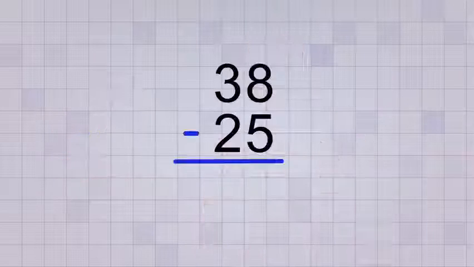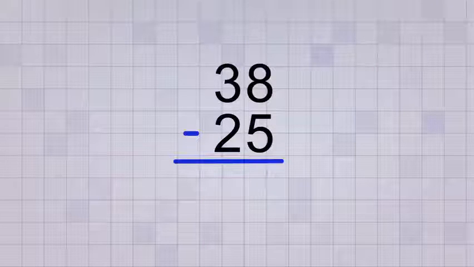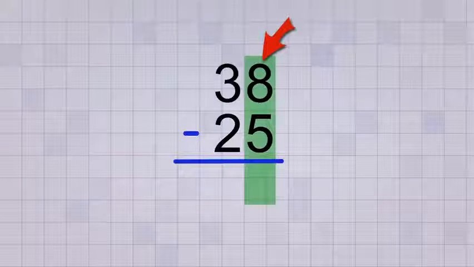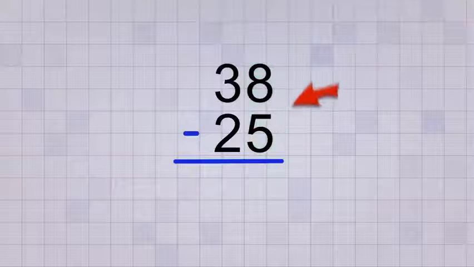Okay, let's go ahead and try this problem. We've got 38 on top and 25 below it, and the ones places are lined up just like they should be. Now we draw our line so our answer can go below it, and we write a minus sign over here on the left to show that we're subtracting. Now we can start getting our answer. And just like with addition, we always start with the ones place column. Here we subtract the bottom number from the top.